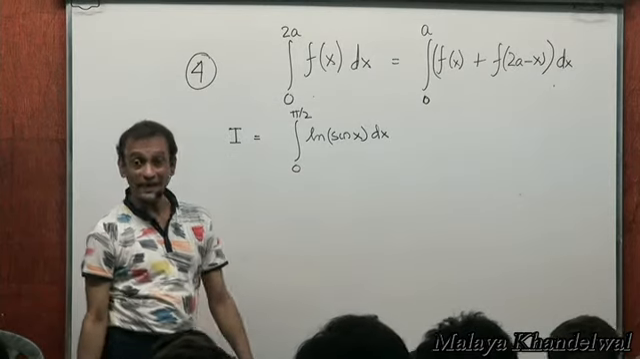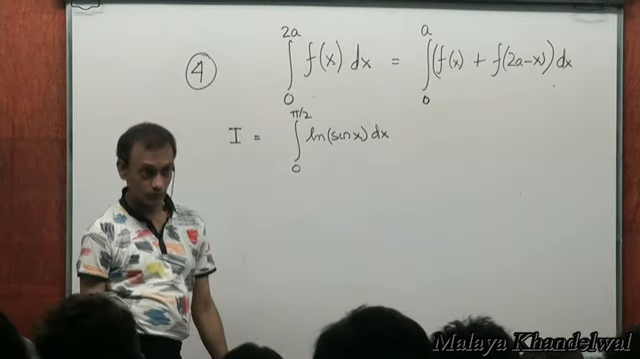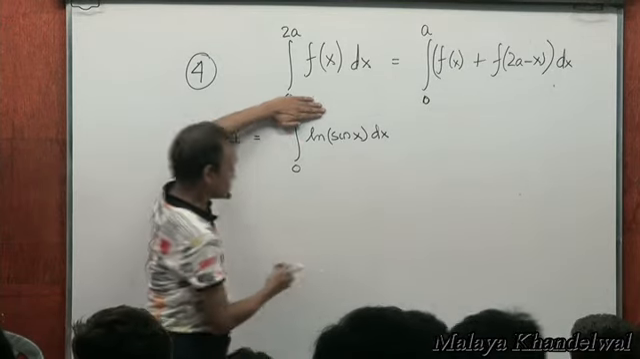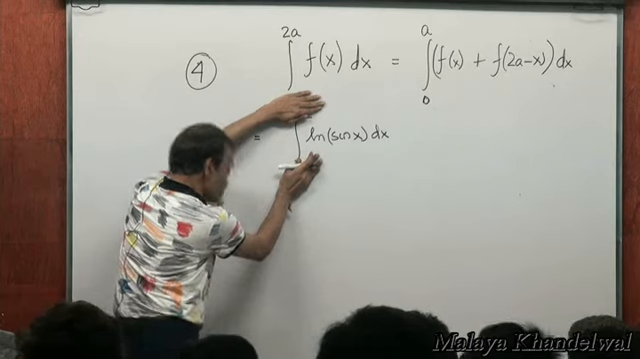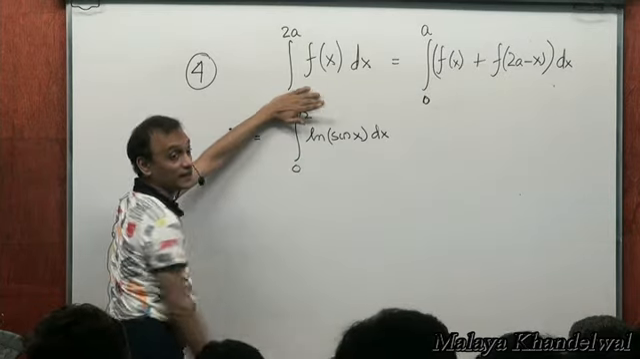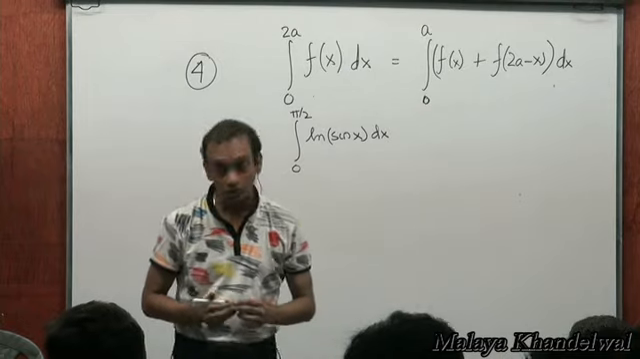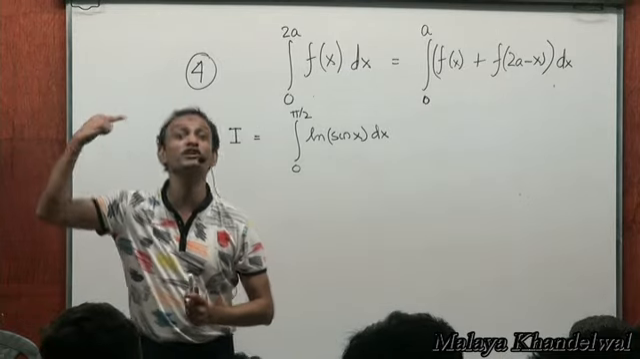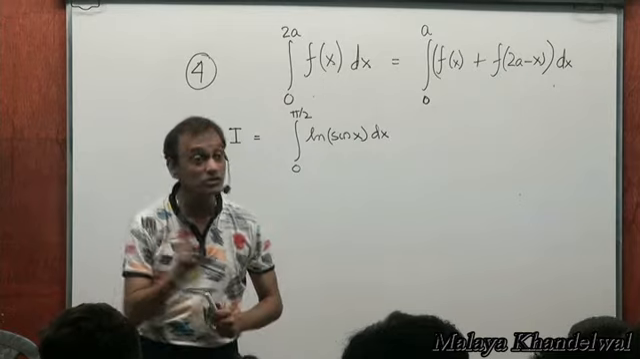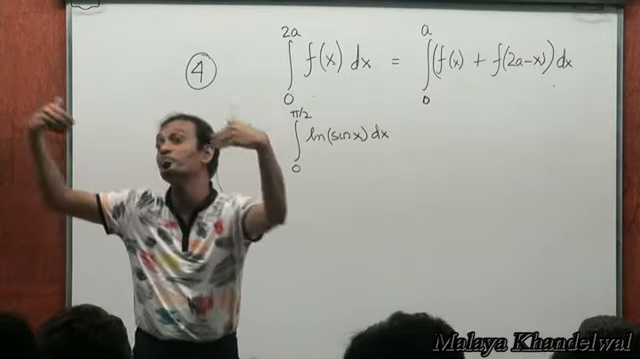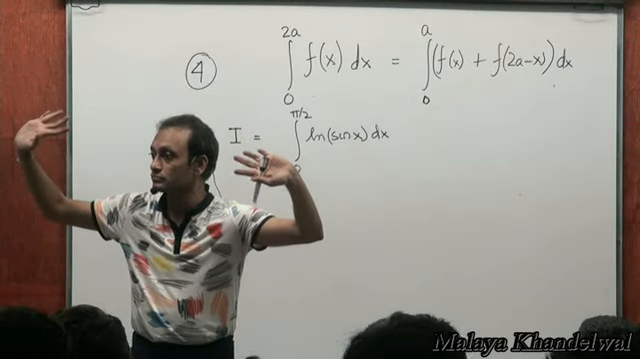Zero to pi by 2 ln sin x. Trust me, if I don't give you these limits, there is no way on earth you can tell me what the integral of ln sin x is. That means you can't ever tell me the primitive of ln sin x. But that doesn't mean that the definite integral will not exist. I must tell you this: it's possible that the definite integral exists, but the primitive does not exist.